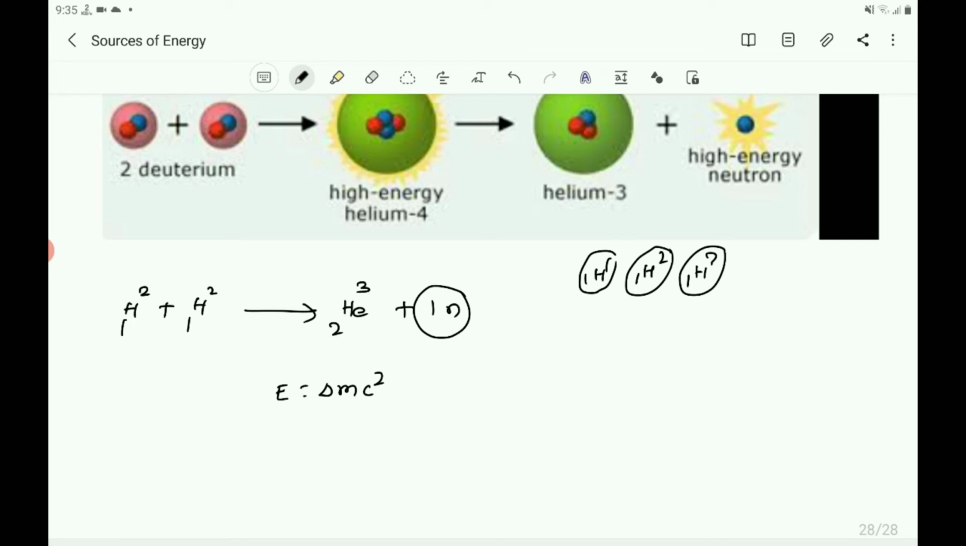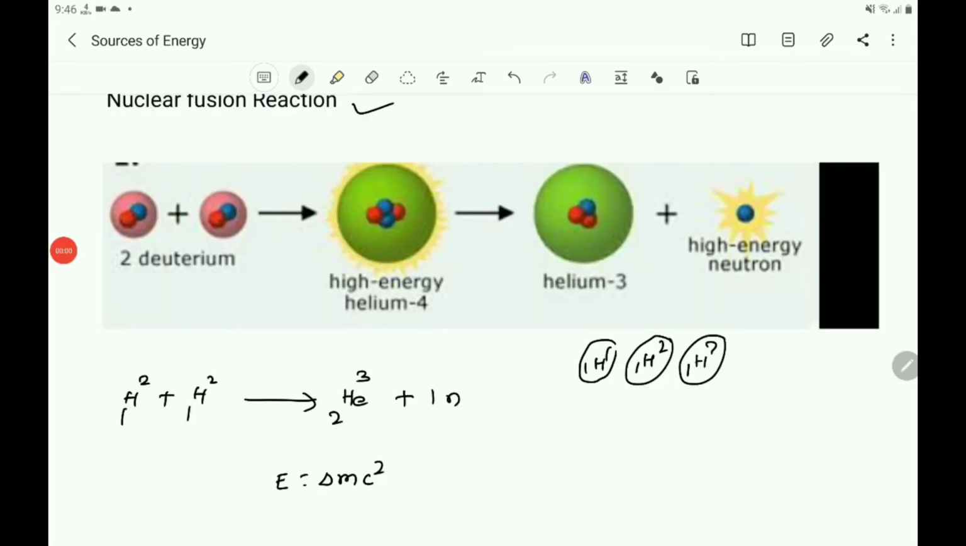10 power 7 Kelvin in a few microseconds. The high temperature generates sufficient energy for the light nuclei to fuse, and a devastating amount of energy is released. That is nothing but the bomb here. Nuclear fusion reactions use easily available material and produce much more energy than that produced during nuclear fission.